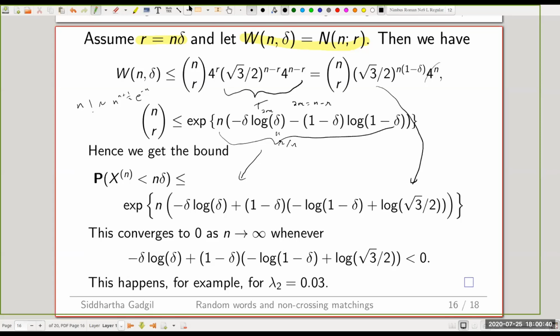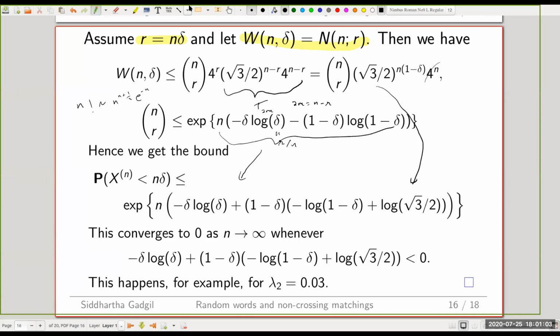We want to know whether this probability goes to 0. Well, it's an exponential. When does an exponential go to 0? When the exponent is negative. If it's positive, it goes to infinity. If it's negative, so it's negative when this happens, minus delta log delta. And for delta small enough, we can show this is true. In fact, we can have an explicit bound, which is lambda 2 is 0.03.